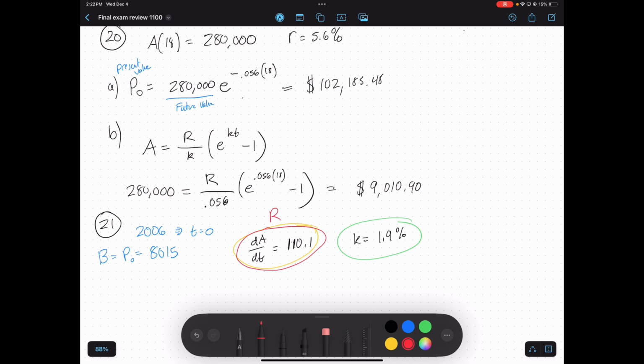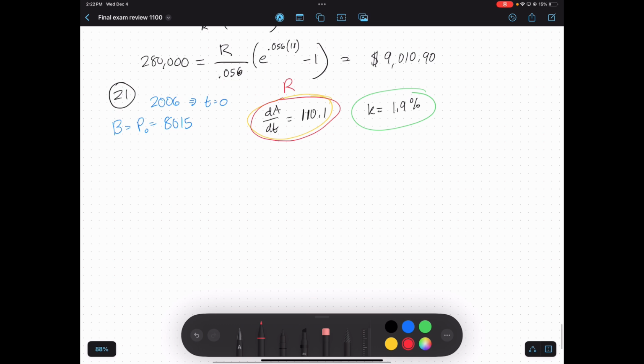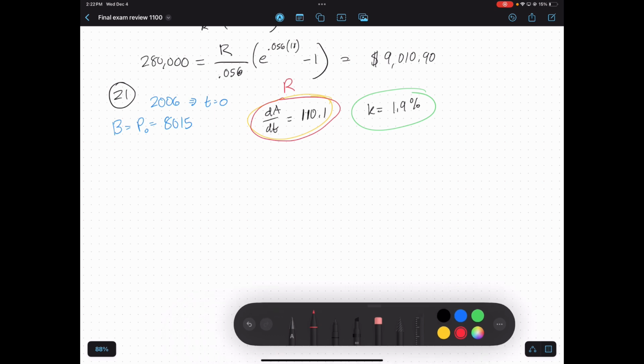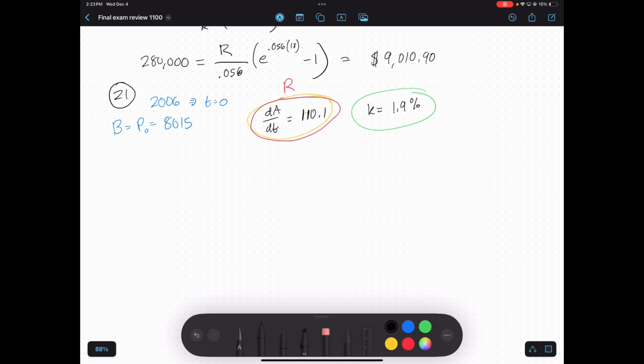The world consumption. Yes. Okay, so in that case, how do I set this problem up? Yeah. 0 is equal to 110.1 over 0.019 times e to the 0.019 times t, times t. Notice, you just put in t. Because do we know how long it takes? That's exactly what we're solving for.